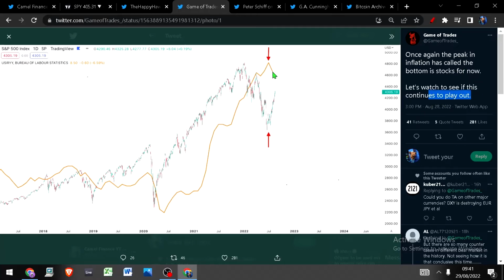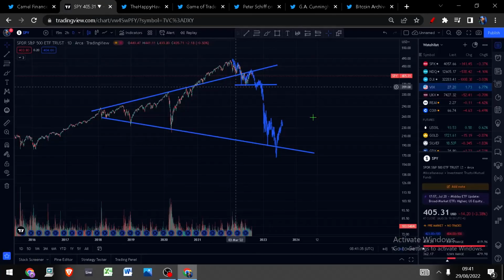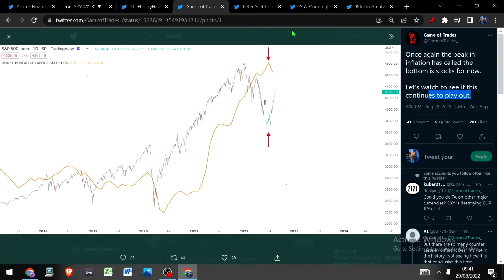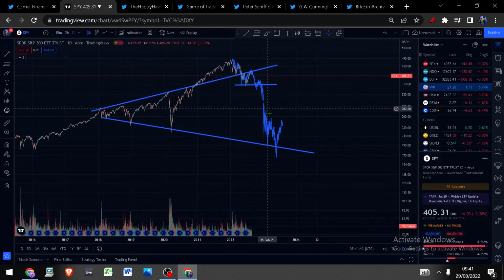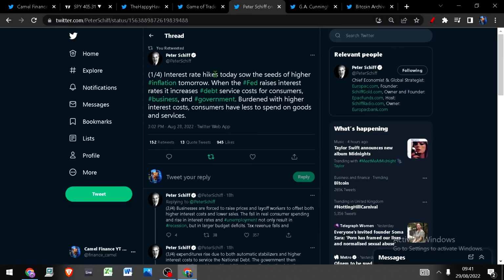Of course, if we continue to get CPI and inflation come off, then it's likely that these lows will hold and that we won't be doing one of these fractals. However, if we get another hot print, I think that opens the trap door for this. I got this here from Schiff, and I thought this was a very good summary in just 4 tweets, so I'm going to read this to you now.